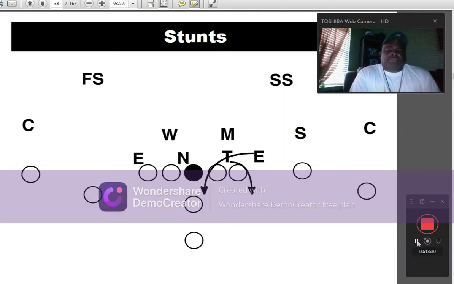You can make them move in stunts, 2 people at the same time, or even 3 people at the same time. You want to play gap integrity. You want to disrupt the offensive blocking schemes. And you do that by moving 2 people, 3 people, or even 4 people at a time.